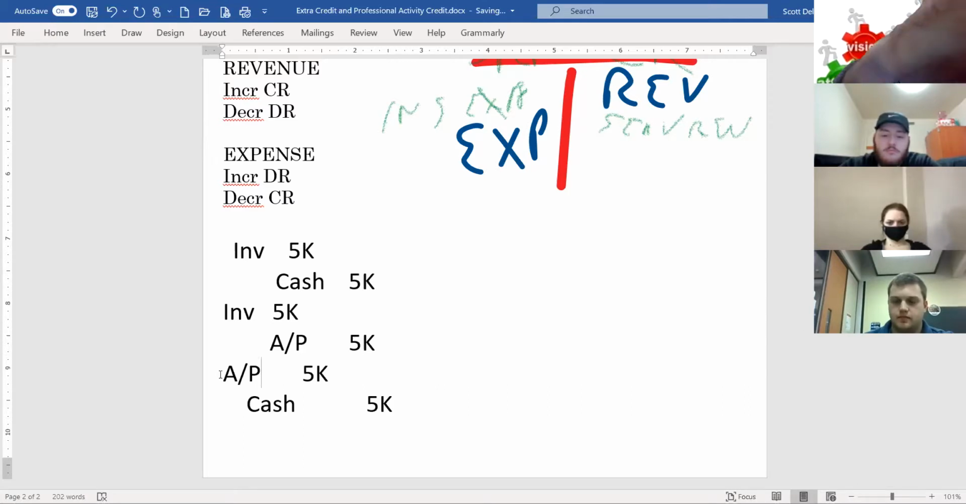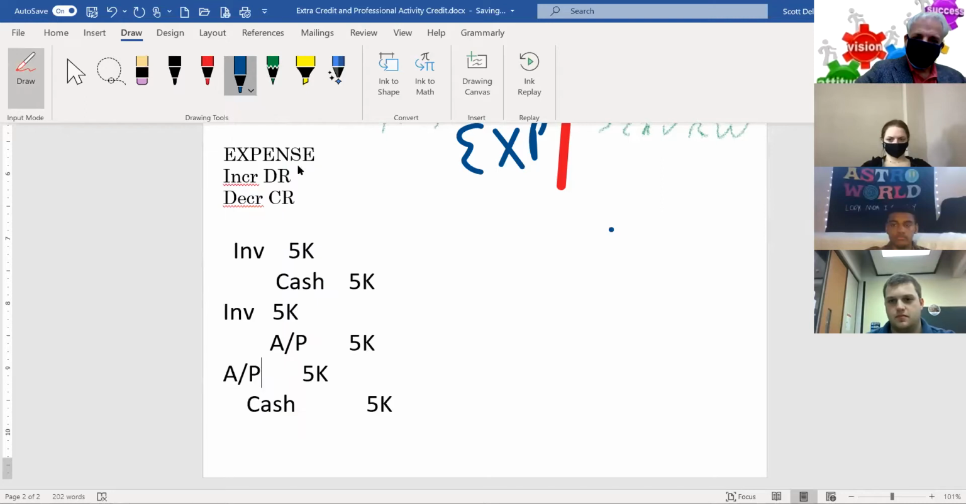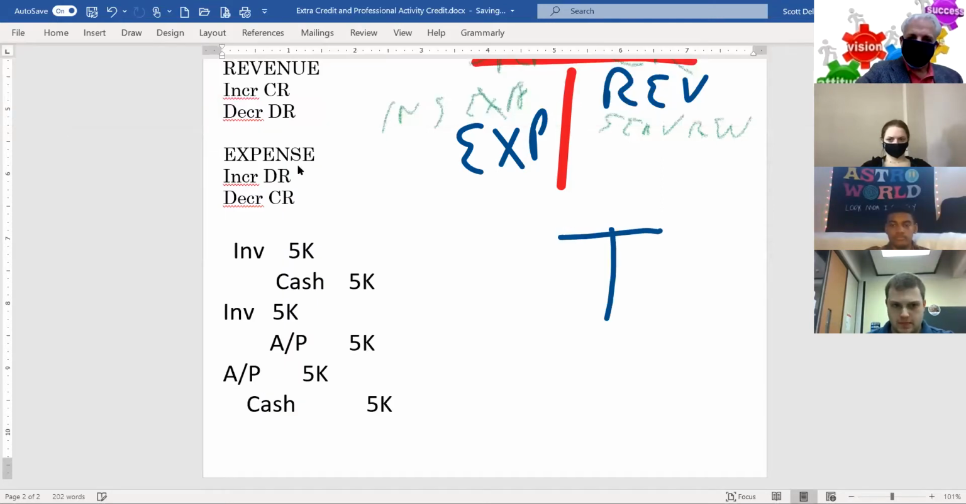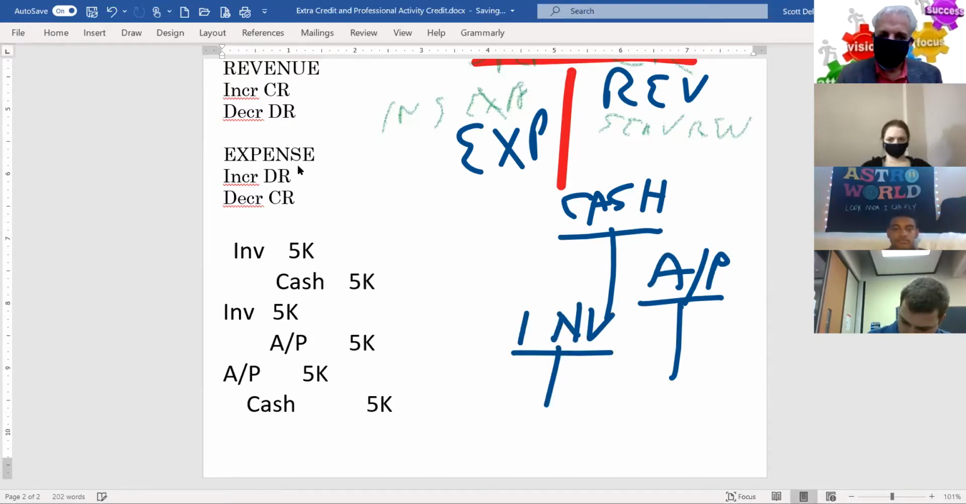Now, if you look at the T accounts, how this all forms up, we're going to look at our T accounts. Cash. Accounts payable. So I'm going to zap this transaction here. So we're worried about these two. We bought inventory and we owe the money. So we got $5,000 sitting in inventory. We got $5,000 sitting in accounts payable.